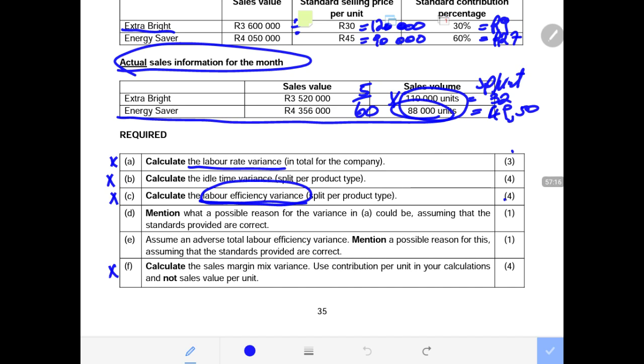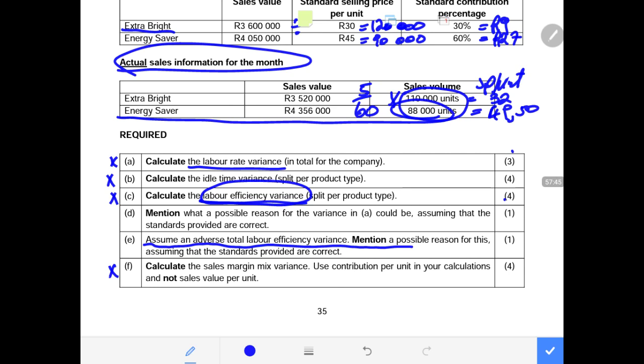Or incorrect recording of wages. Maybe we recorded the labor incorrectly. That is also possible. Then E is saying that we should assume an adverse labor efficiency variance, and mention a possible reason for this, assuming that the standard information provided is also correct.